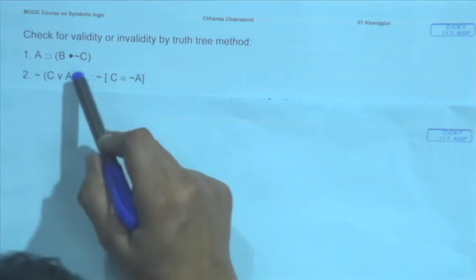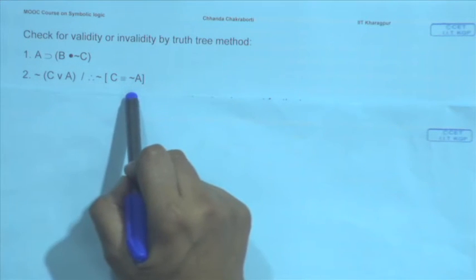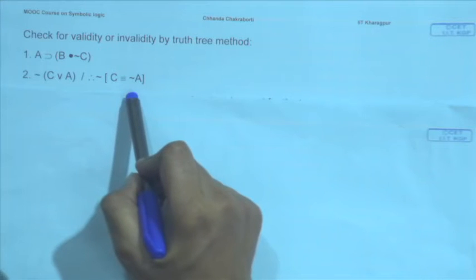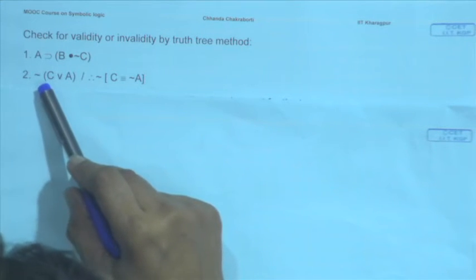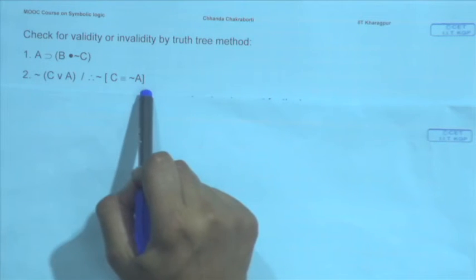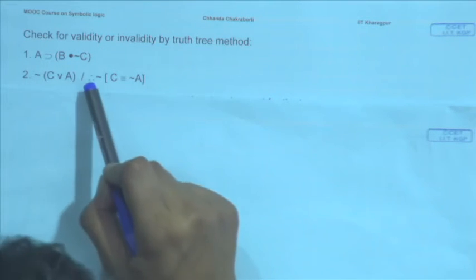Suppose we have this problem in front of us. So, these are two premises and here is the conclusion. So, what you are going to do now, line number 3 in this tree is going to be the negation of the conclusion. This whole thing is your conclusion, tilde C triple bar tilde A.